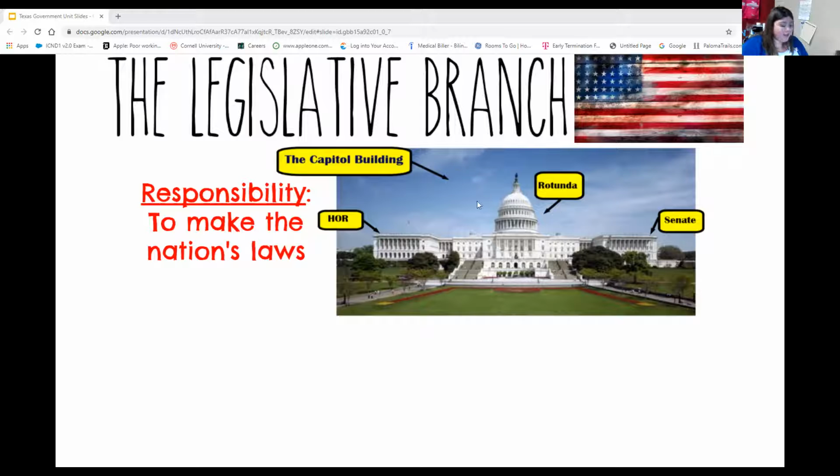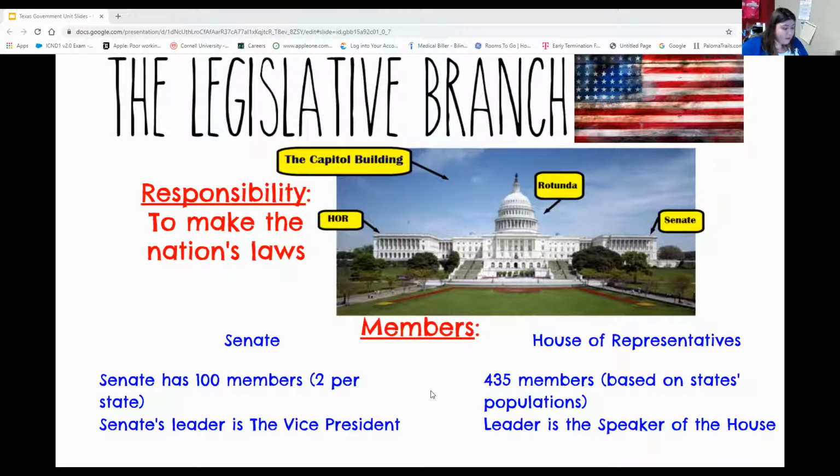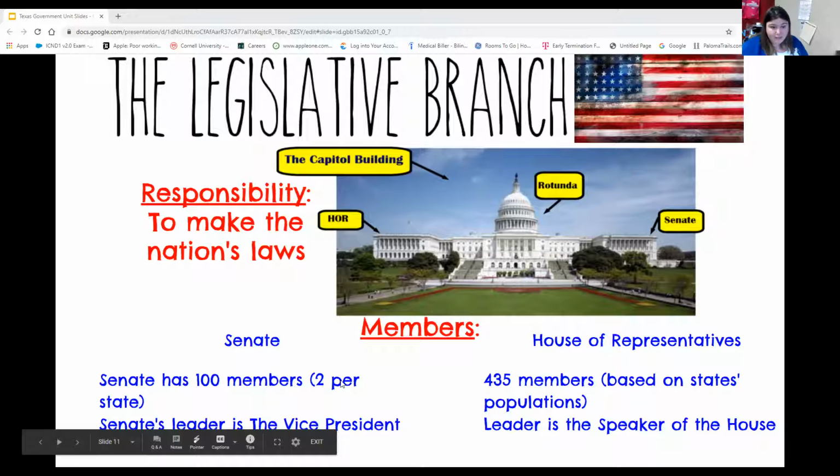Let's take a look at the next one. Who are the members? Well, these members are going to be the Senate and the House of Representatives. The Senate is going to be made up of 100 members, 2 members per state. That means we have how many states? If you said 50, you're right. 50 times 2 is 100. So the Senate leader is going to be the Vice President.